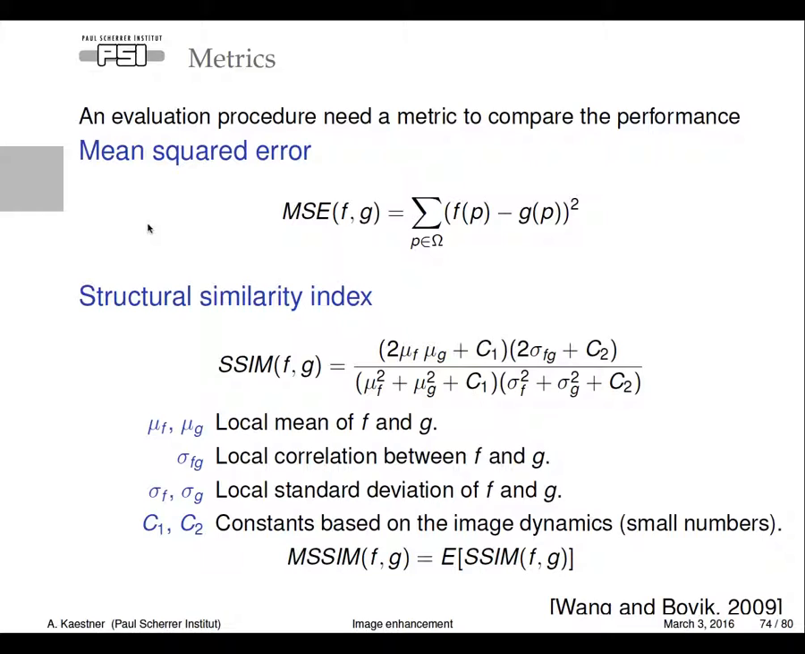Or else you can also use the structural similarity index, which is more sensitive to the information in the image. So here you have the correlation involved, local standard deviation, and then you need a couple of parameters that are given in this publication here. It's, by the way, a very nice paper. I think it's one of the top rated at IEEE Signal Processing.